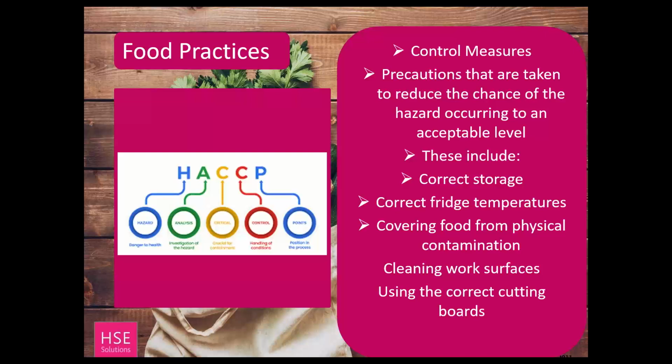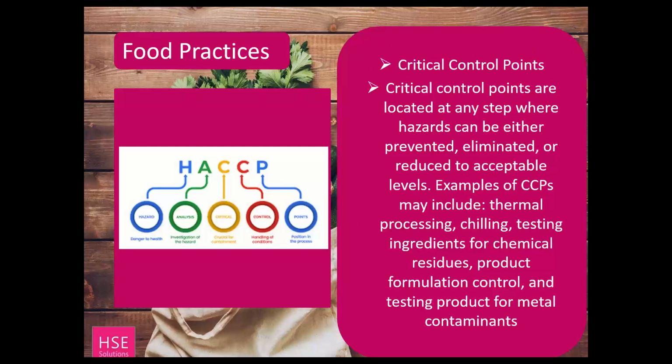Control measures. So what precautions have we taken to reduce that chance of hazards happening? That could be checking the storage procedures, checking the right fridge temperatures, covering food from physical contamination, cleaning, and using the correct cutting boards, as you'll appreciate. So there's a number of different control measures you can implement, very much like in the health and safety world, whether they're identified through risk assessments or food assessments. They're largely the same thing, but think about what control measures you can put in place.